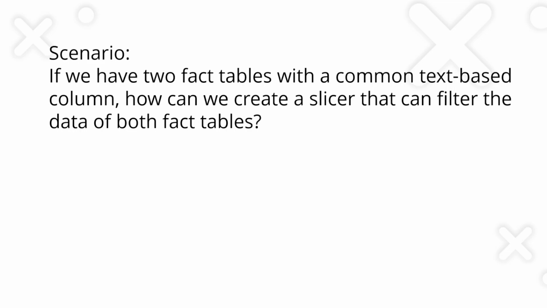So what we are going to do is create a bridge table with all the values of this common column, and we are going to connect this bridge table to both the fact tables, and we're going to create a slicer with the column from this table. So it is going to filter data from both the tables.